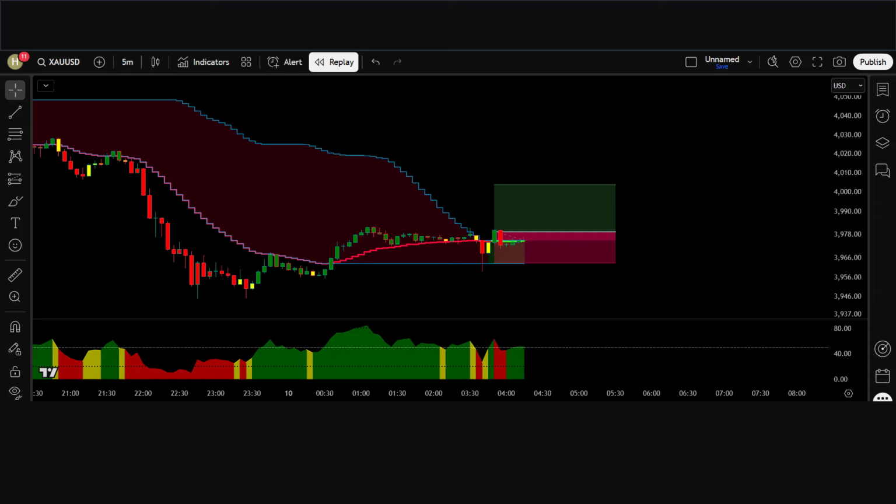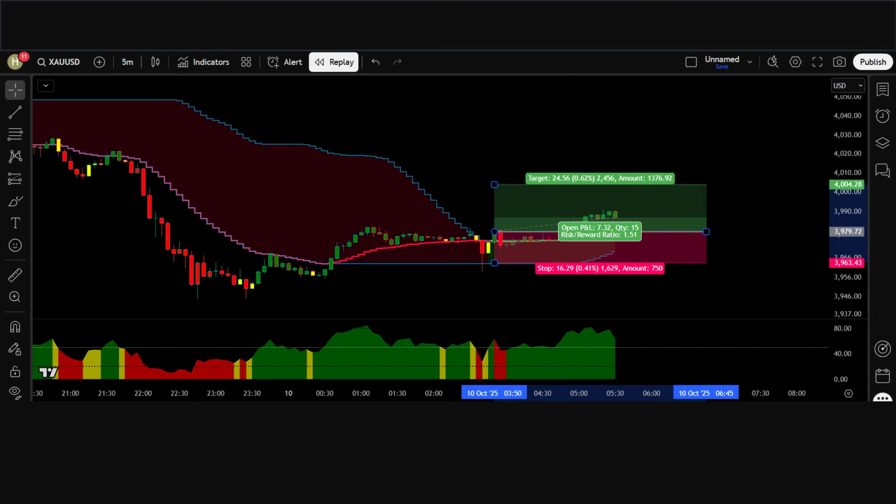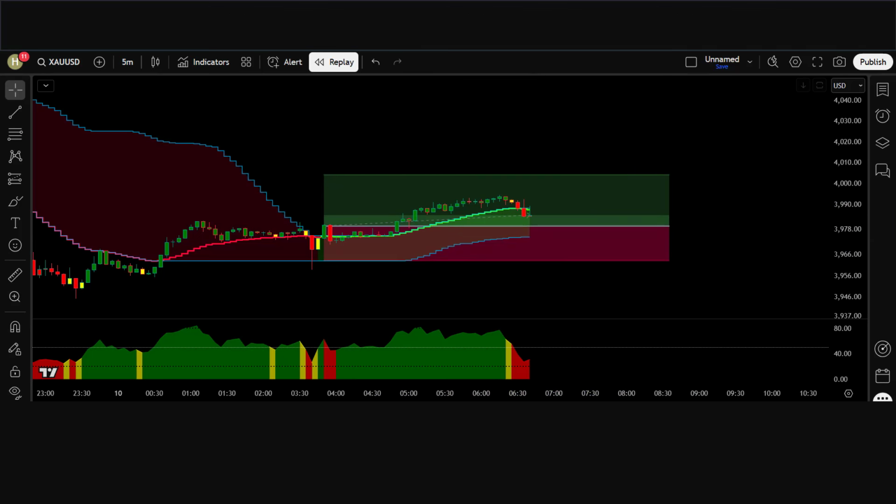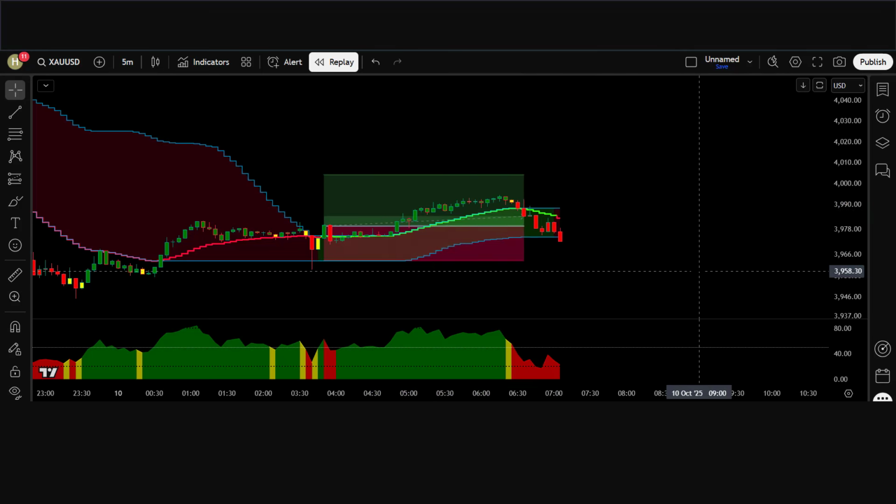Let's see what happens to our trade. Our trade is running in profit. We're exiting this trade since the indicator has triggered a sell signal.